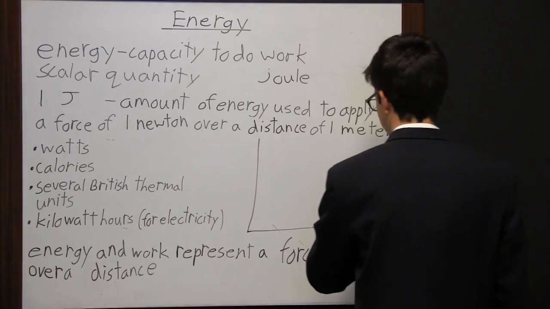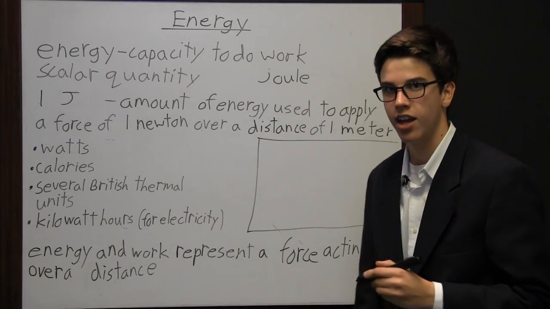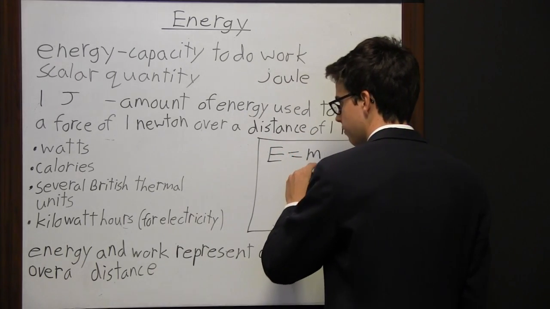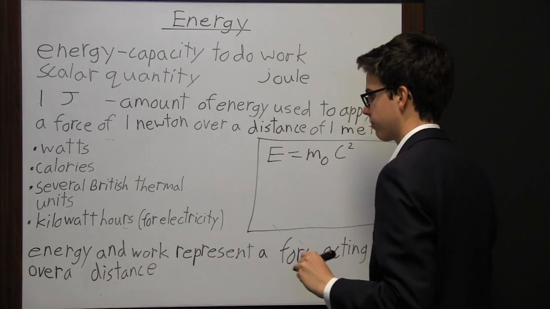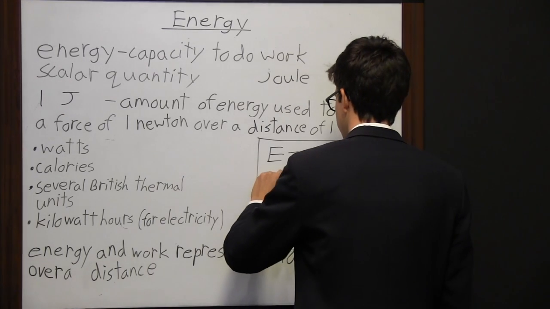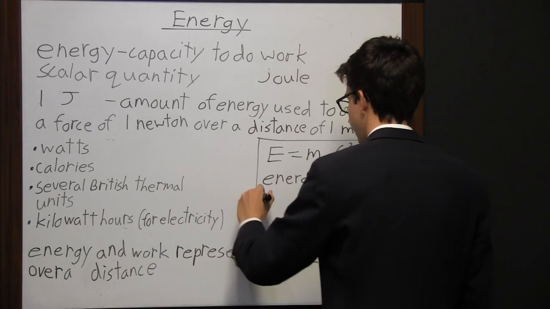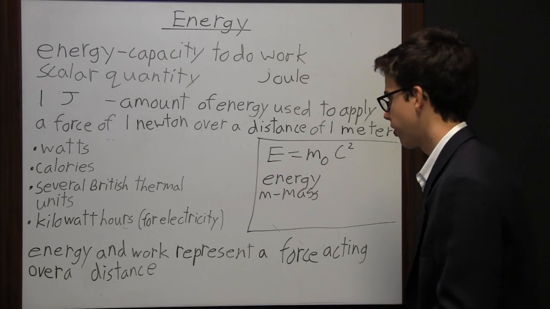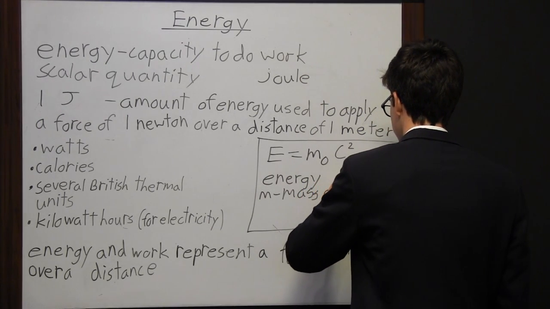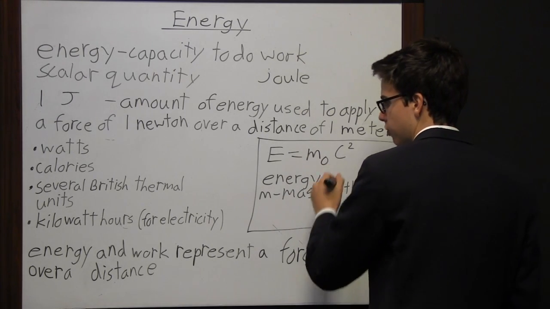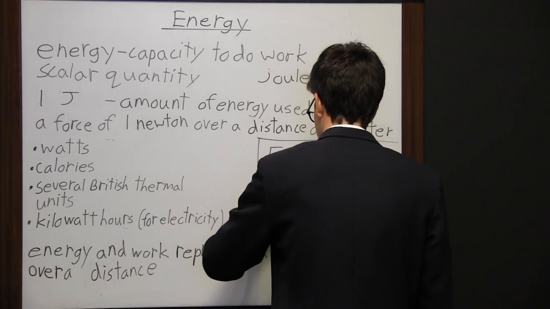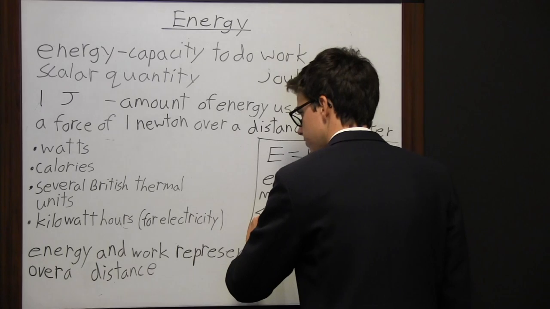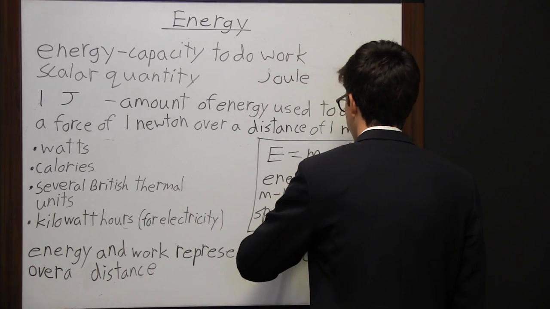Now I'm going to draw a little bit of a box right here to talk about the relationship between energy and mass. And so we have an equation, which is E equals M with a little o, C squared. So E is obviously energy. And then we have M, which is mass. But in this case, notice it has a little o, which stands for the mass of the object. And then finally we have C squared, which is the speed of light in a vacuum.